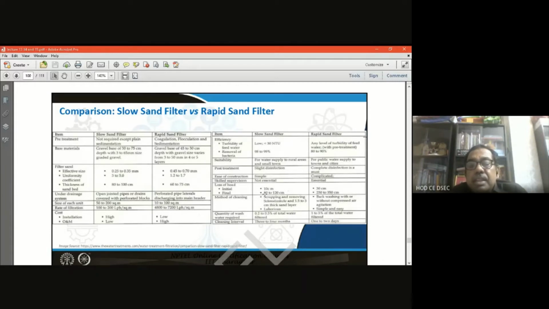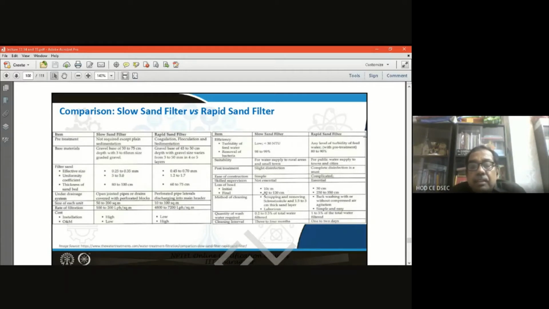Loss of head: initial is 10 centimeter in case of slow sand filter, but for rapid sand filter the same initial loss of head is 30 centimeter. But finally, it is 80 centimeter to 120 centimeter in case of slow sand filter. But if you see the rapid sand filter, that goes to 250 to 350 centimeter.